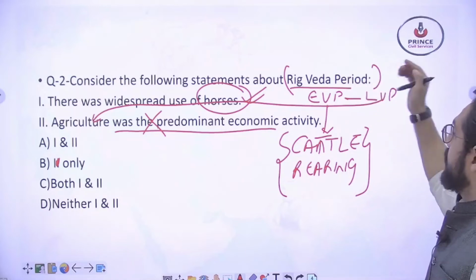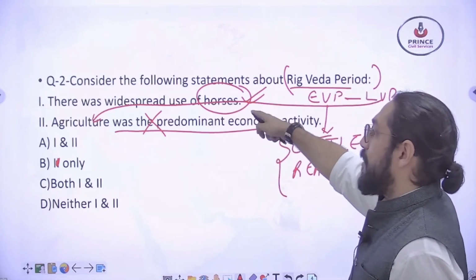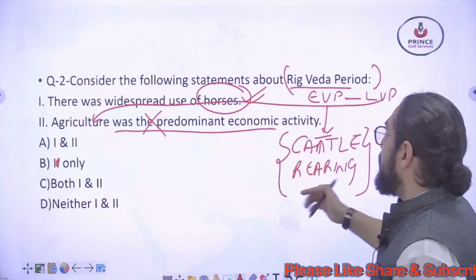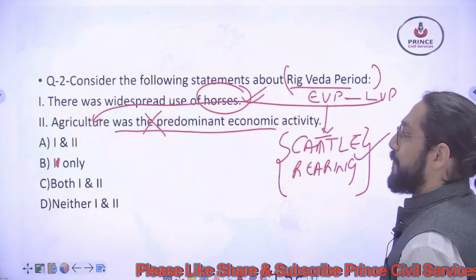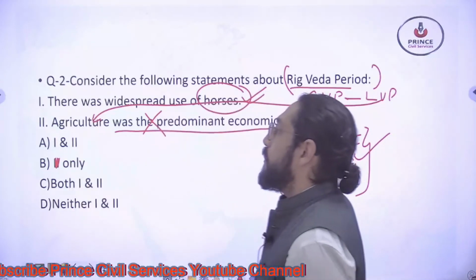In the Rigvedic period, you only had horses, widespread use of horses, and agriculture was not that predominant. Cattle rearing was the predominant activity. So it's a misprint here. It should be 1 only.